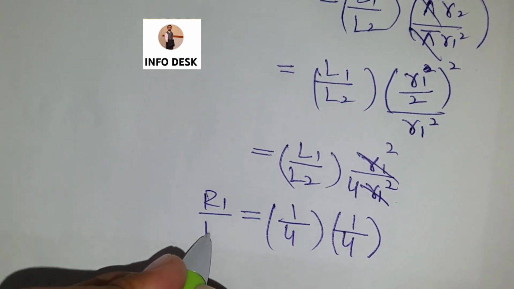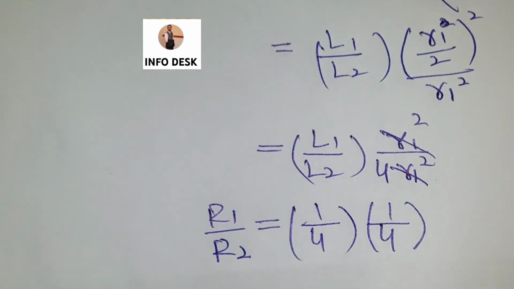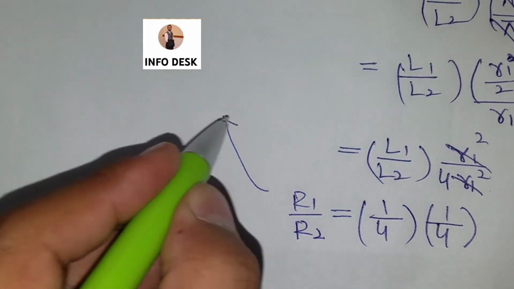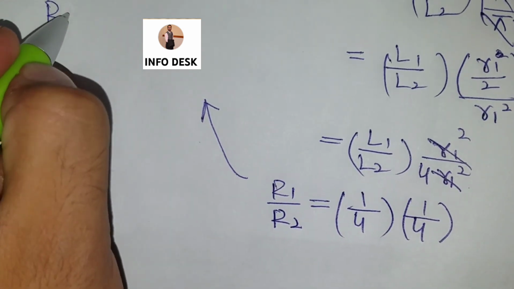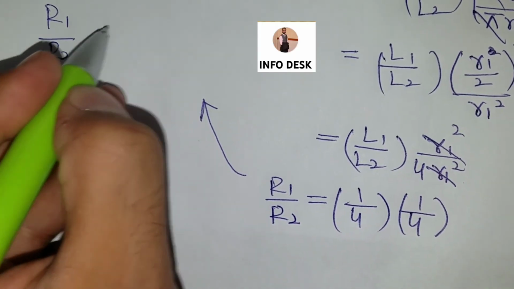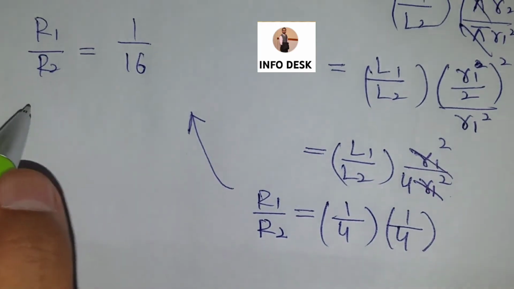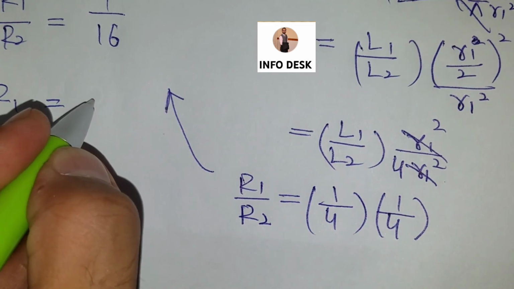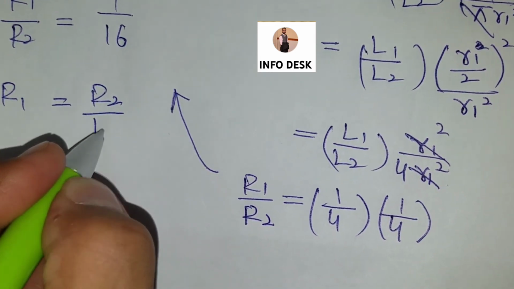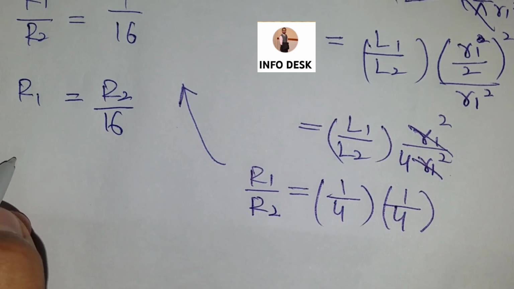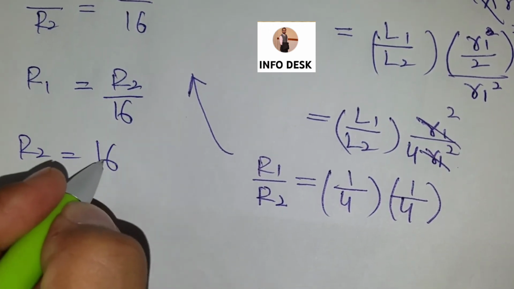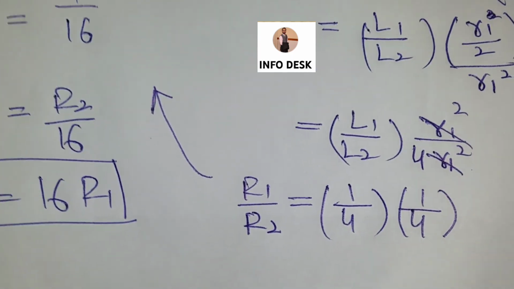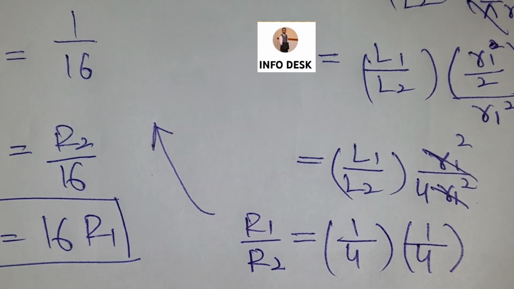Here R1 over R2. If we rearrange the expression here, R1 over R2 equals 1 by 16, and R1 equals R2 by 16, and we can write the final expression as R2 equals 16 times R1. So we can conclude that the resistance of the wire increases to 16 times the previous resistance.